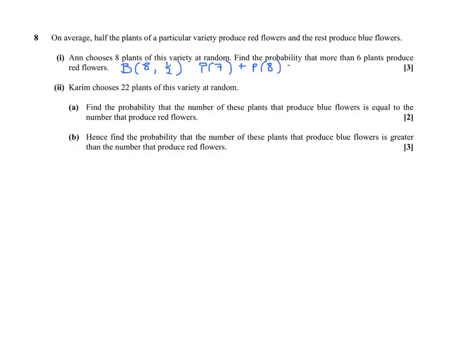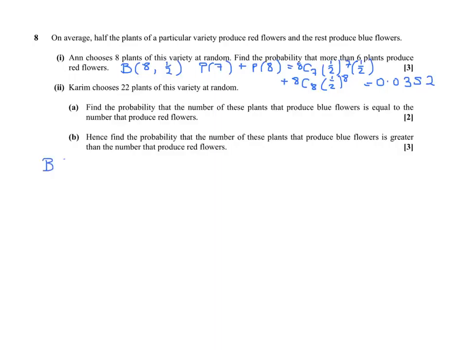7, 8C7 times p, which is half, to the power 7 times 1 take p, plus 8C8 times half to the 8. When I type that in, to 3 sig figs, 0.0352.